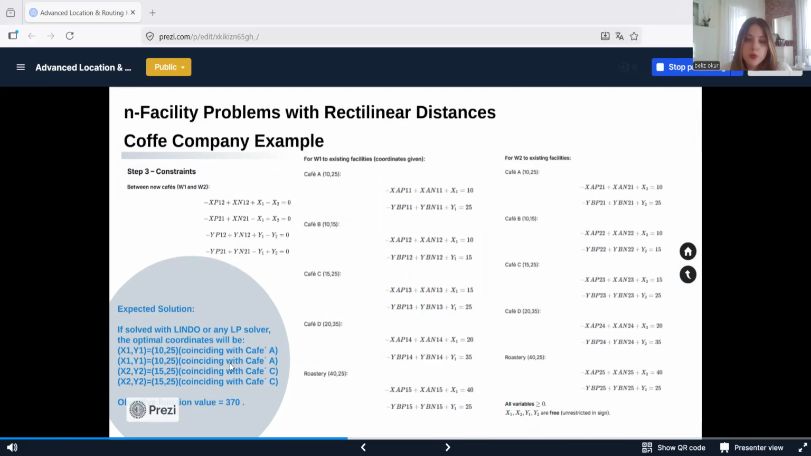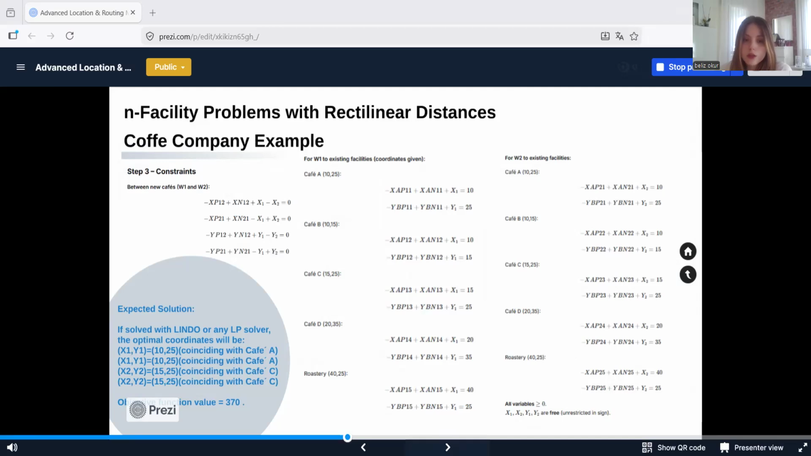This is the optimal spot for the first cafe, W1, at coordinate 10, 25, which means it should be placed exactly where Cafe A is. The best spot for the second cafe, W2, is at 15, 25, which is right on top of Cafe C. If you build them there, our absolute lowest total cost is exactly 370.